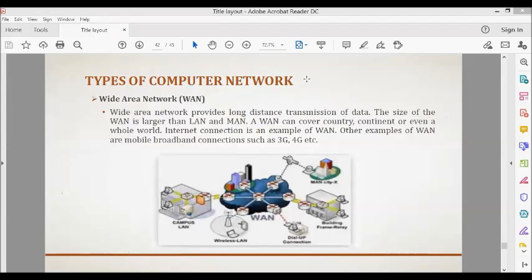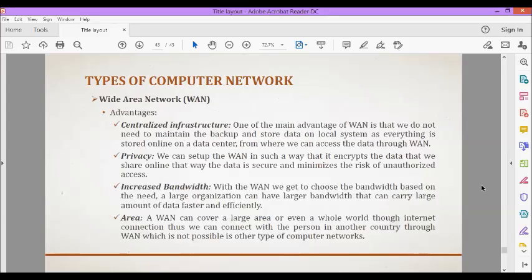Next is advantages of wide area network. So centralized infrastructure. One of the main advantages of a WAN is that we do not need to maintain the backup and store data on a local system, as everything is stored online in a data center from where we can access the data through the WAN. Another advantage is privacy. We can set up the WAN in such a way that it encrypts the data that we share online. That way, the data is secure and minimizes the risk of unauthorized access.